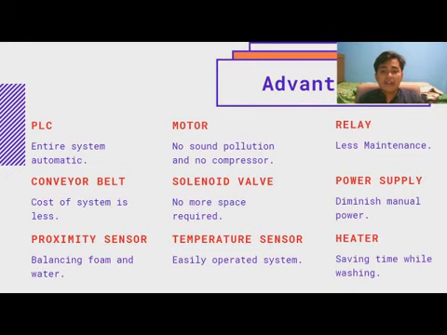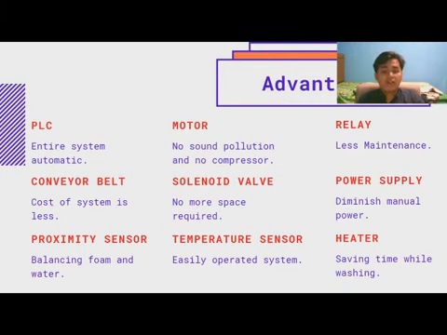The next is conveyor belt. The advantage is that the cost of the system is comparatively less. If a system is more durable, then its life is also higher, and considering its life, the system is more cost effective than others. Next one is solenoid valve. The advantages are no more space required, no environmental pollution, and the model of PLC is very small, so it doesn't require large size.